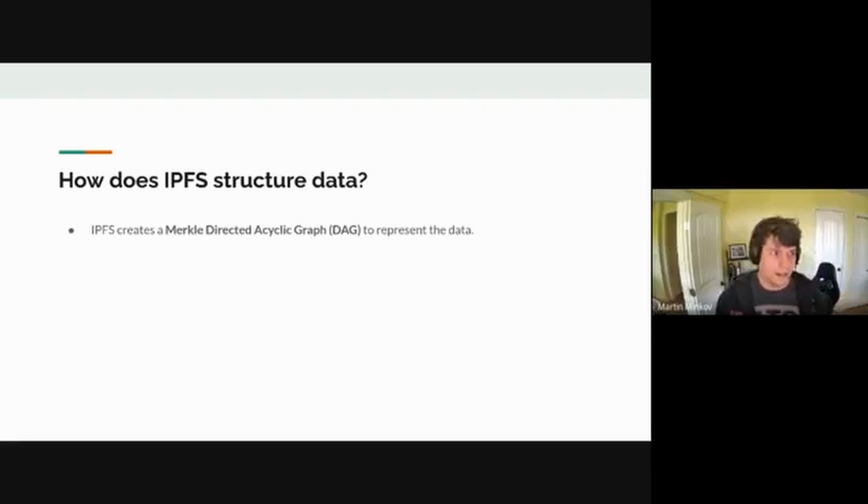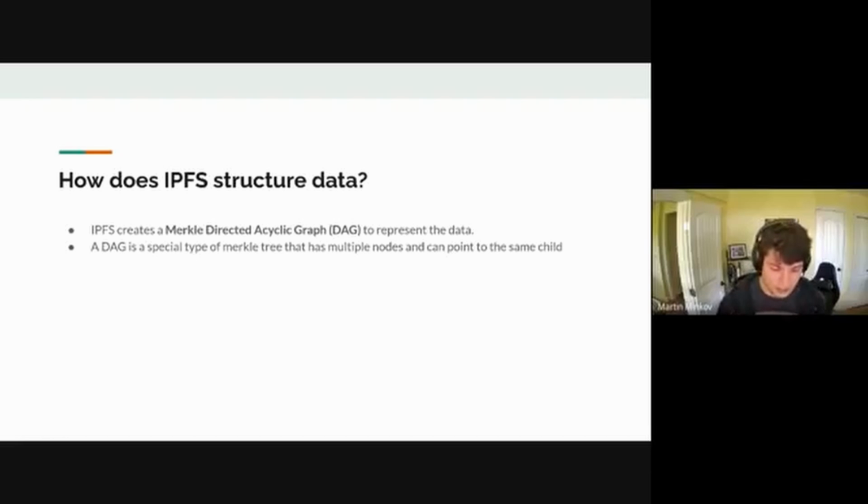So how does IPFS structure its data? We talked about IPFS splitting data into chunks, but how are those chunks structured? IPFS creates something called a Merkle directed acyclic graph to represent your data, which I'll call a DAG for short. A DAG is a special type of Merkle tree, where multiple nodes can point to the same child.